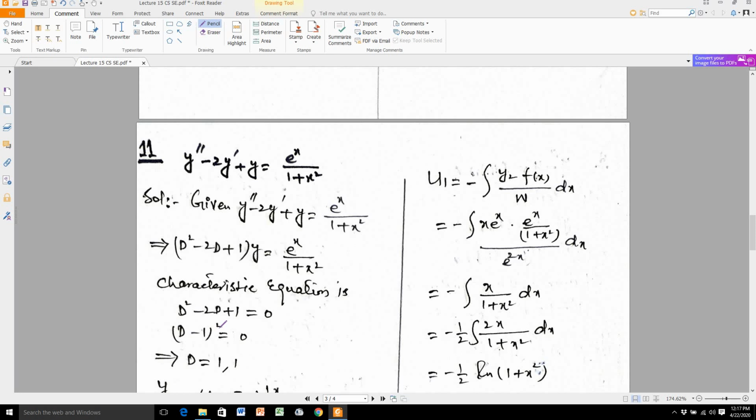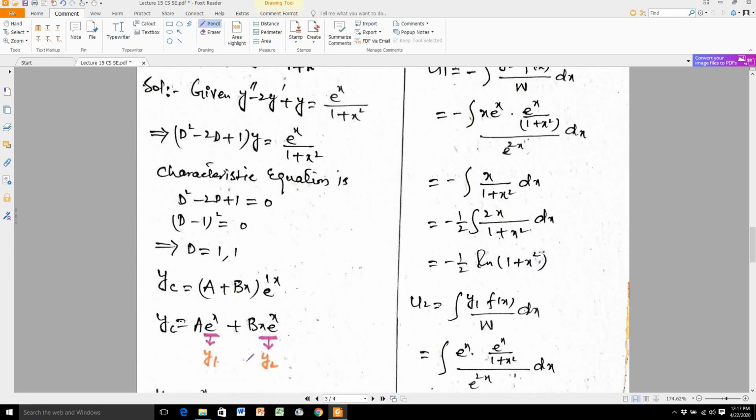You write it as d minus 1 whole square is equal to 0. So when you take its roots, d is equal to 1 and 1. Again you see here the roots are real and repeated. Here in this practice I perform only second order differential equations. Inshallah in the coming lectures I will solve some higher order differential equations with the help of variation of parameters. So yc is equal to a plus bx times e raised to the power 1x.